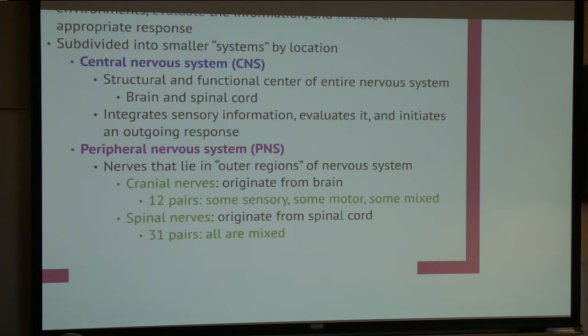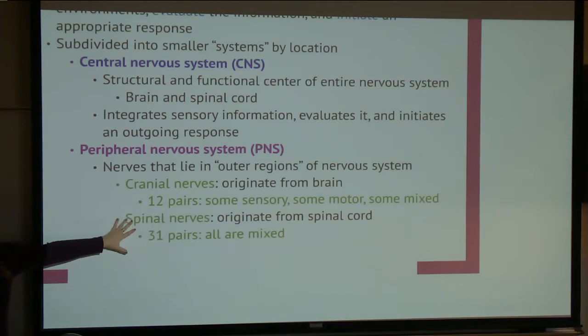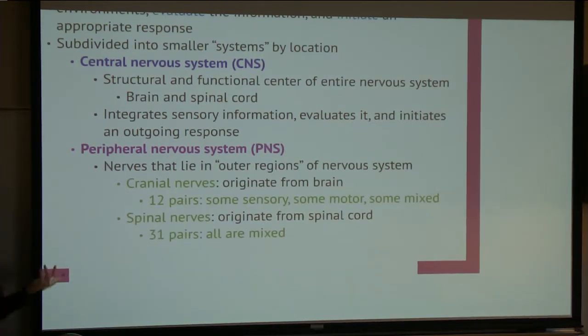Now, as far as your spinal nerves are concerned, these are going to originate from the spinal cord. And as you can see up here, we do have 31 pairs of these spinal nerves. So these 31 pairs, they're all mixed nerves. That means they carry sensory information, and they also can carry motor information. So they carry information towards the spinal cord, and they also carry information away from the spinal cord.